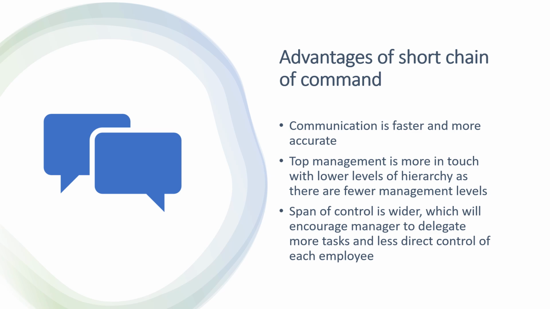Now, what are the advantages of having a short chain of command? It allows communication to be faster and more accurate. Top management is going to be more in touch with the lower levels of hierarchy, as there are going to be fewer management levels, and the span of control is wider, which can encourage managers to delegate more tasks, and employees will have less direct control, which means that they will have more job satisfaction.